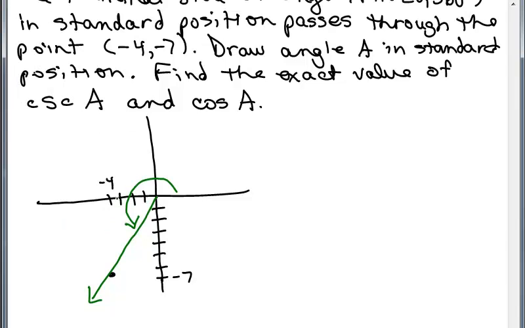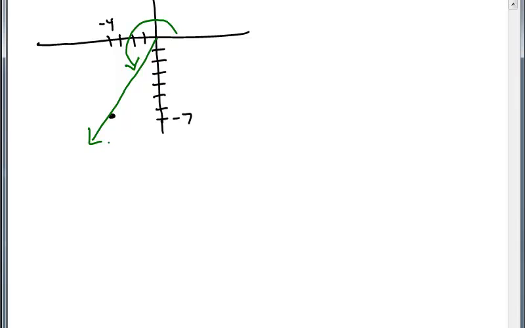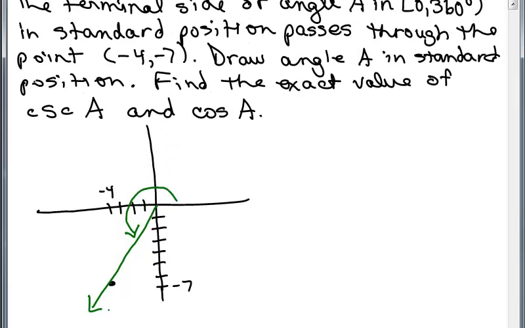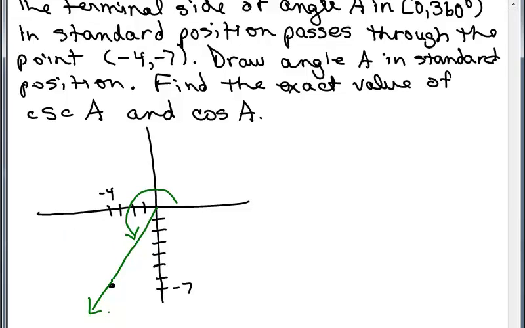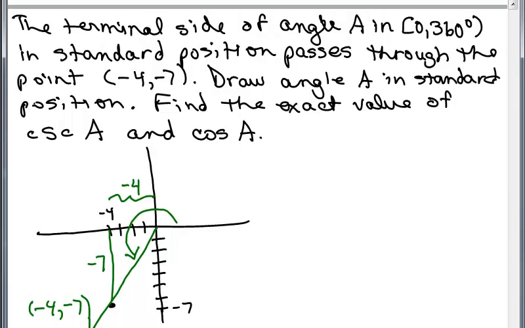So I like to do it by dropping this perpendicular, or actually I'm putting it up and then labeling my sides here. So my x coordinate of this ordered pair is -4. I just like to write that on the side. And the y value here is going to be -7, right? Because that's what we were given. So the question is, what is r?